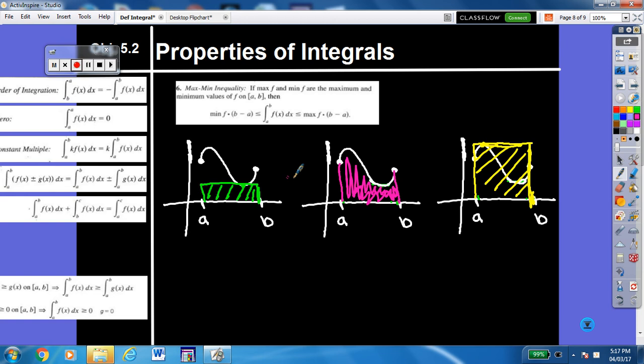And that's all that's saying, is that if you take the min and make that rectangle, the absolute min, that will be less than or equal to the answer. And the true area will be less than or equal to, excuse me, if you make a rectangle with the absolute max. And so that's a little bit tricky, but that's basically what that means.